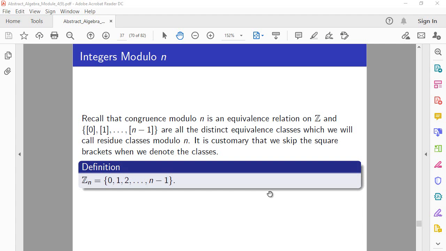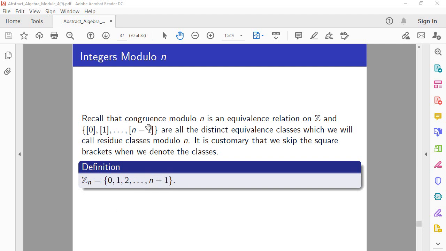Welcome back. We will be defining a special set here. So let's let Z subscript n denote the set of integers from 0 up to n minus 1. Now, where are they coming from?